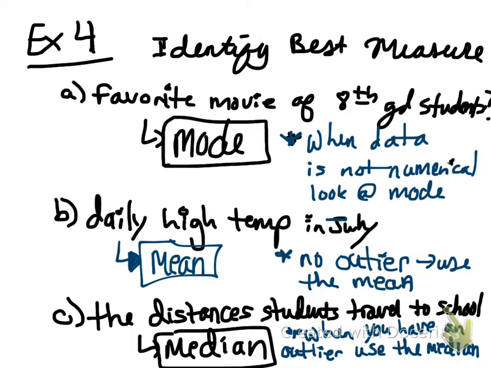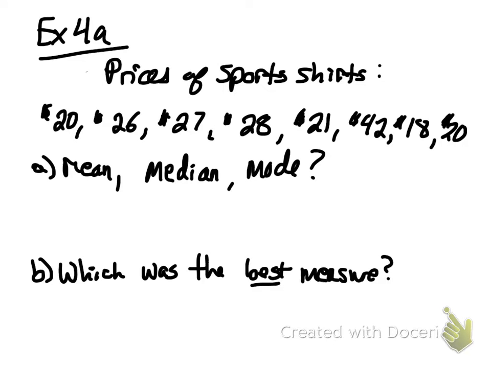Okay, now that you've got some tips: if you have no numbers but just words, it's not numerical, look at the mode. If you have no outliers, use the mean. If you do have an outlier that might significantly affect the mean, use the median. So I'm going to have you do one example by yourself. Your job is to look at these lists of the price of sports shirts, find the mean, median, and mode of this list, and then determine which is the best measure and explain why. Once you've done part A and B, hit play on the video.